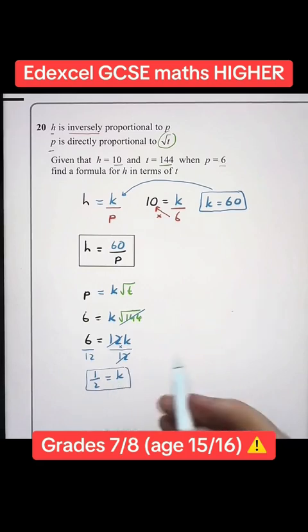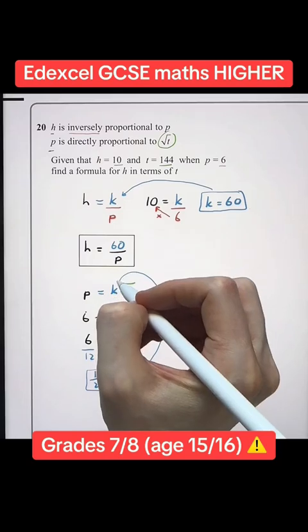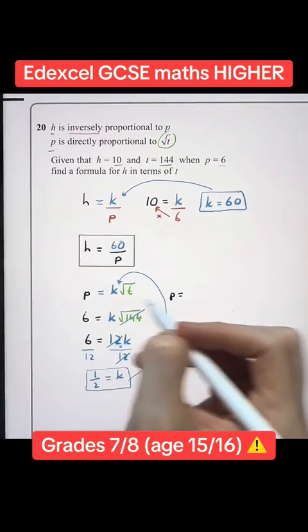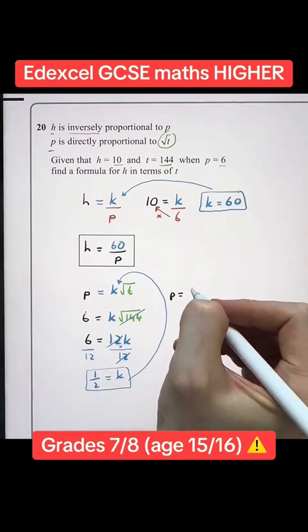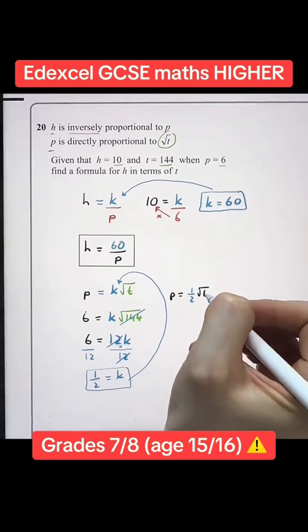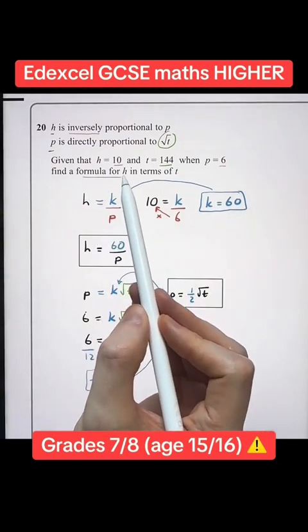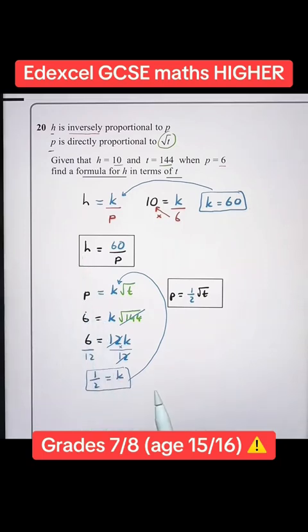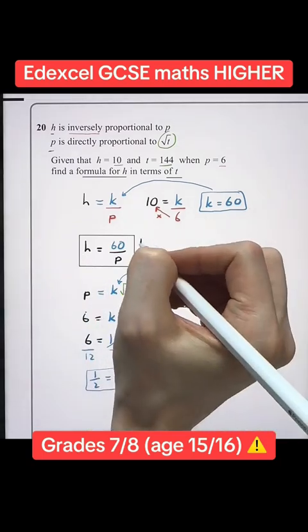Now that I have my value of K, I can now substitute back into my original equation. Hence, on the left-hand side, it was P equal to K. Well, K I know is now a half, so it's now a half multiplied by root T. As I want to find a formula for H in terms of T, well, a formula for H must start H equals. So I'm going to be using my equation number 1.